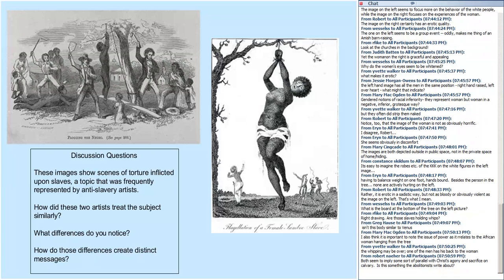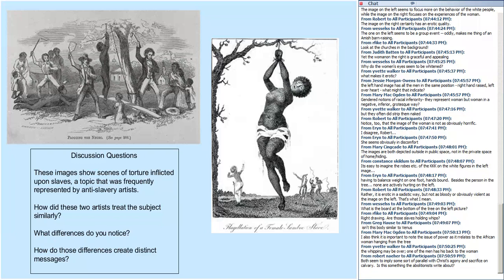Robert Nayer notes, both seem to imply some sort of parallel with Christ's agony and sacrifice on Calvary. Is this something the abolitionists write about? It's an excellent visual observation. It is not something that I recall running into abolitionists writing about. They talk much about the sufferings of slaves, but I don't recall seeing a linkage with Christ's suffering, but that doesn't mean that it's not there, because I haven't read everything that abolitionists have written, so that's a possibility. And if anybody knows of such an instance, will you please share it with Robert?